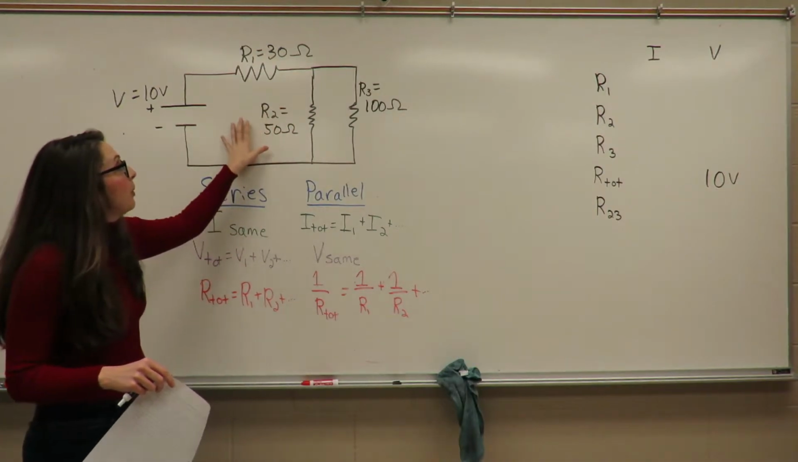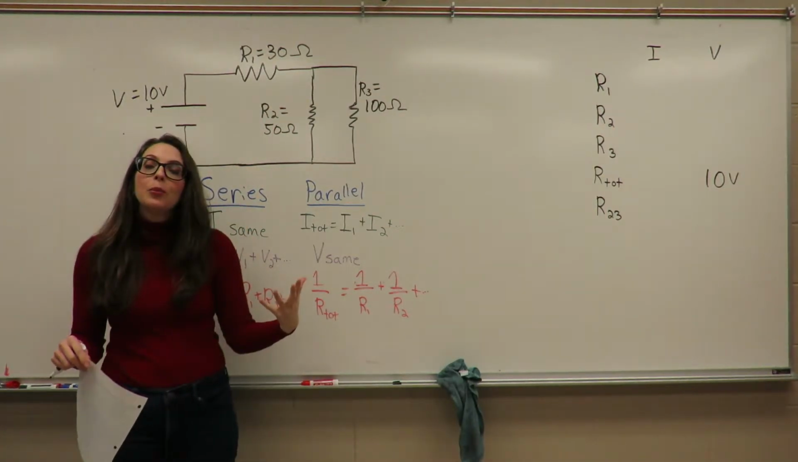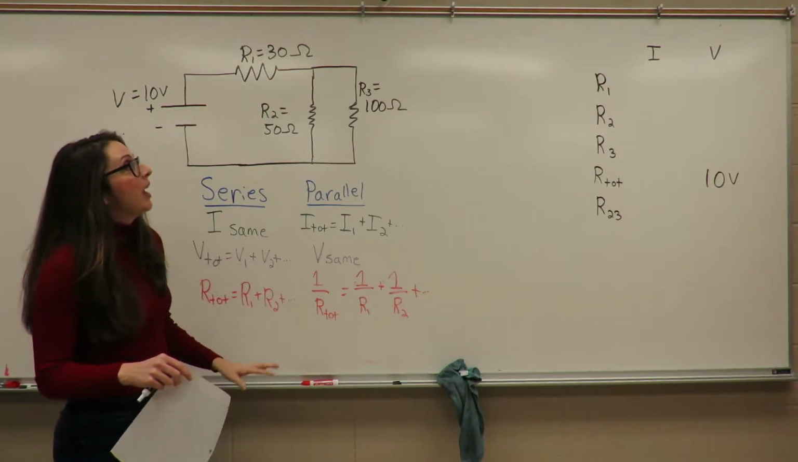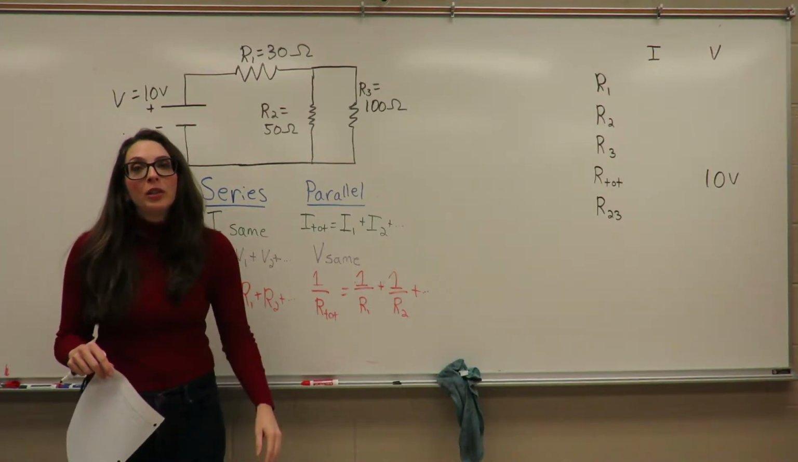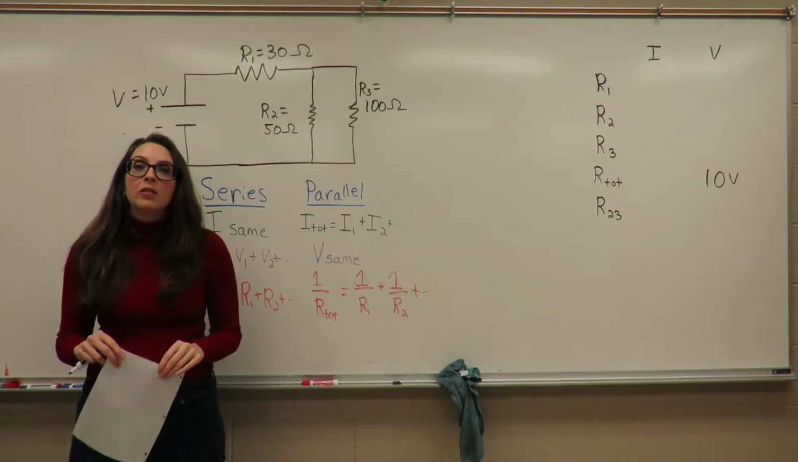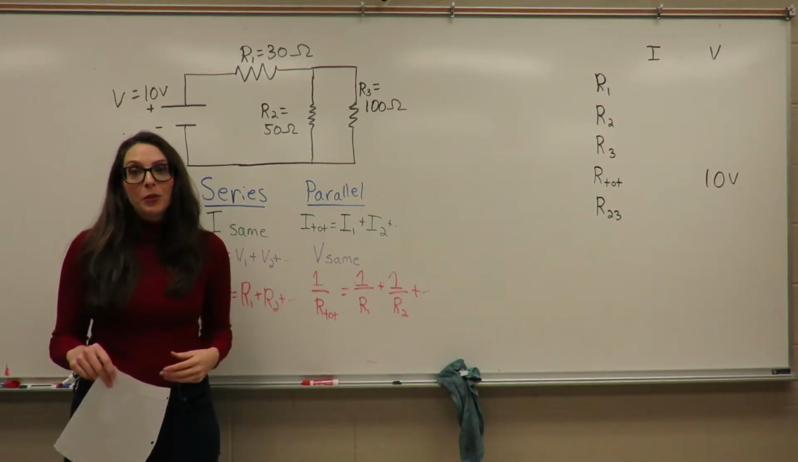And the goal of this problem is to calculate, well, we want to find the total resistance of our circuit, and we also want to calculate the current and the voltage across or through each one of our individual resistors, and we also want to do the same thing for our whole circuit.